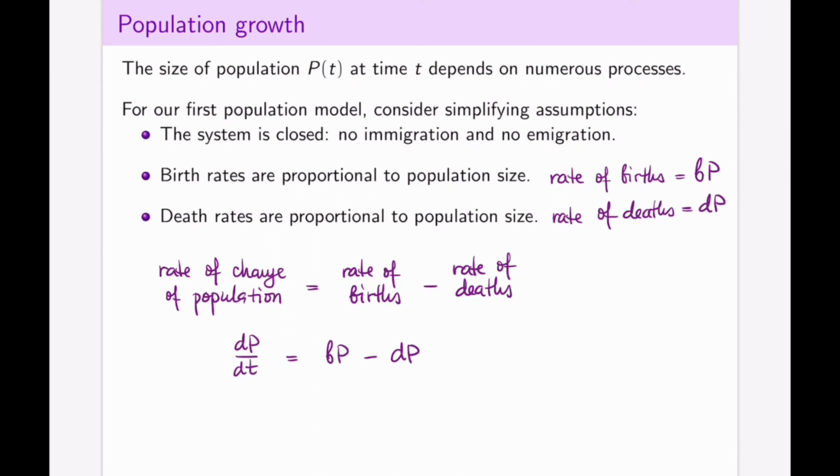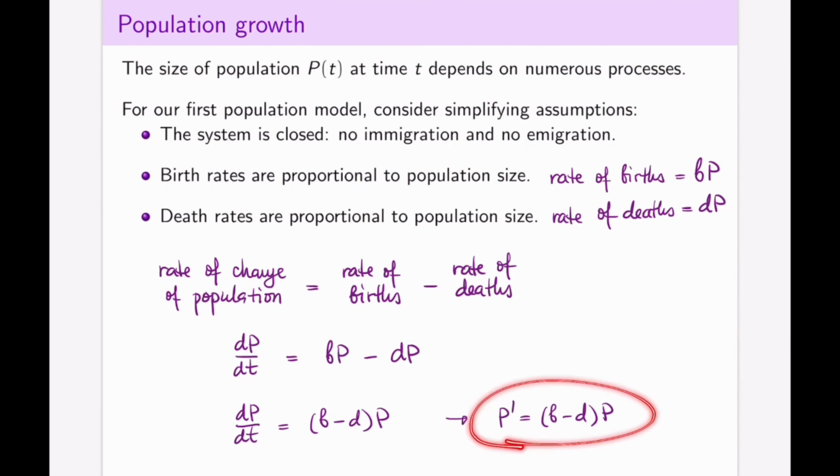Now I can see that I can simplify this a little bit because I can actually factor P out on the right-hand side. So what I have is dP by dt is equal to B minus D times P. Or, again, if you prefer the prime notation, P prime equals B minus D times P. You can already see how this is similar to the equation that we've just talked about, y prime equals ky, except my constant k here is composed of two other constants. But this should not affect how I actually proceed to calculate the solution.